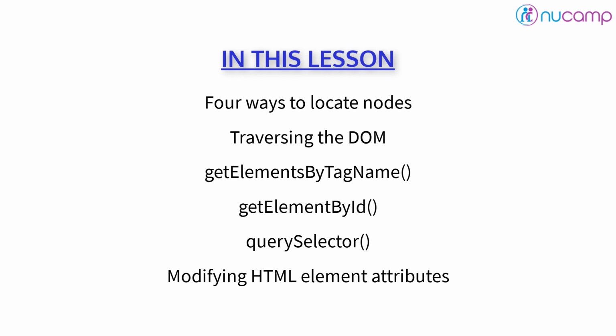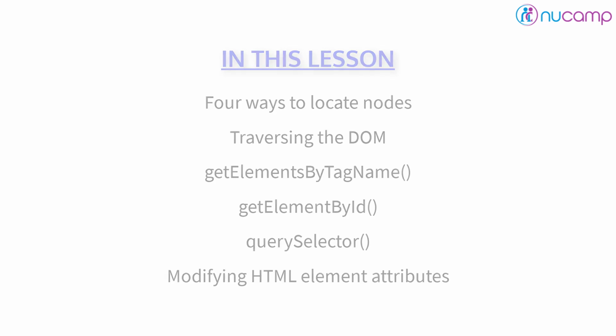It's a very common task in JavaScript to need to locate a specific node in the DOM of a web page so that you can do something with it, whether that's changing it, or deleting it, or copying it, etc. There are several ways to locate a specific node. I'll go over 4 of them. I'll also discuss briefly modifying the attributes of an HTML element in JavaScript.